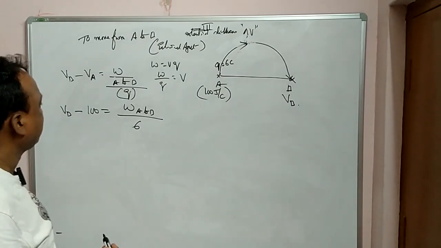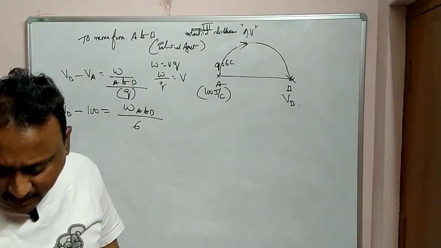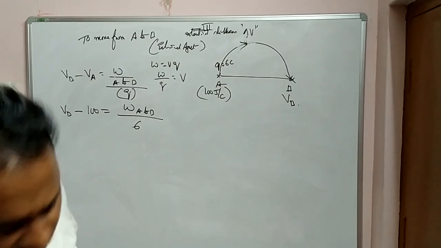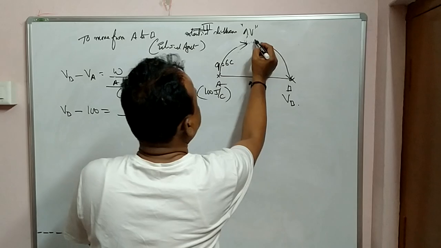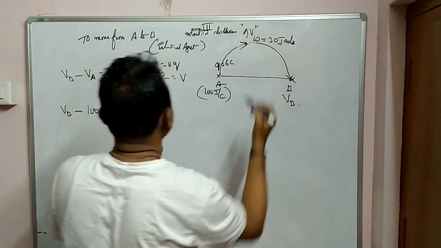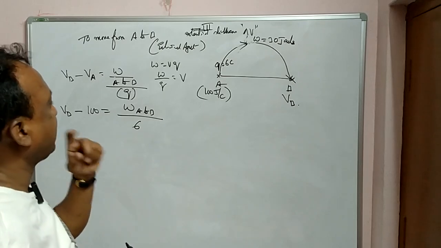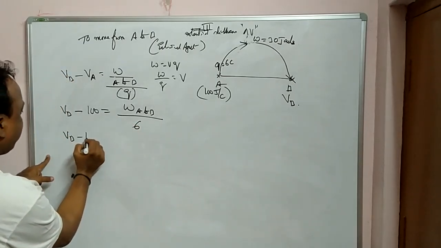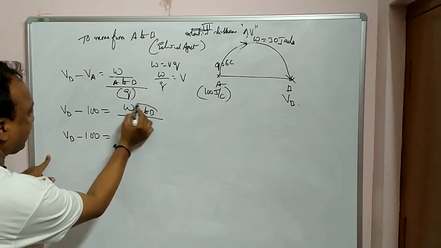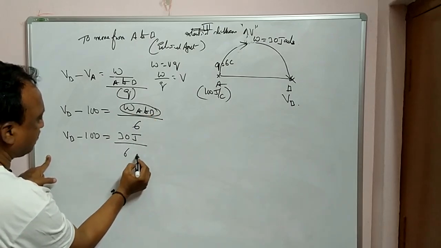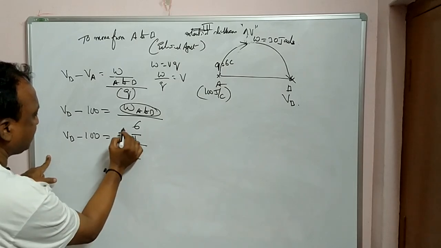Okay, clear? So what other value has he given? He has given work done also, 30 joules. What is the work done? 30 joules. So you can put the value here. VB minus 100 is equal to work done by the external agent, 30 joules, by 6 coulombs charge. 6 1s are 6, 5s are 30.